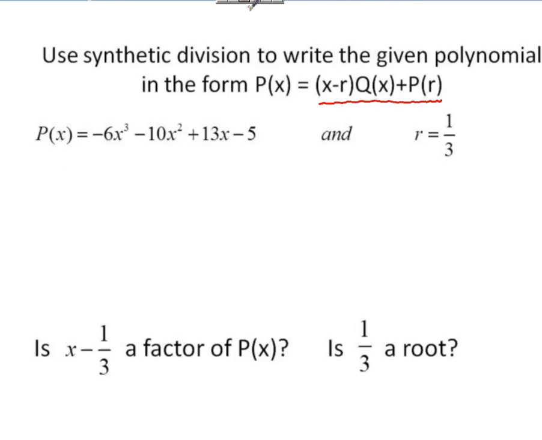Using synthetic division to write it in this form. We're going to take the 1/3, because that represents our r value here. We're going to stick it in the box.